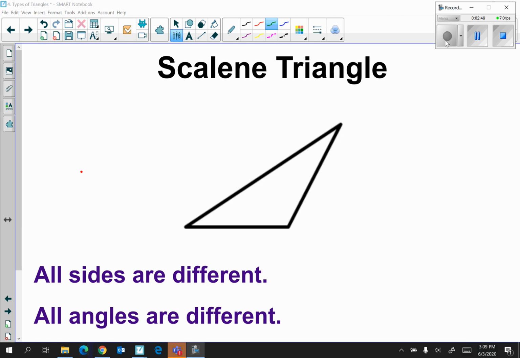Lastly, I have a scalene triangle. In a scalene triangle, all sides are different and all angles are different.